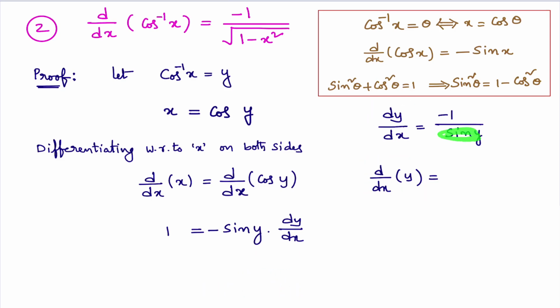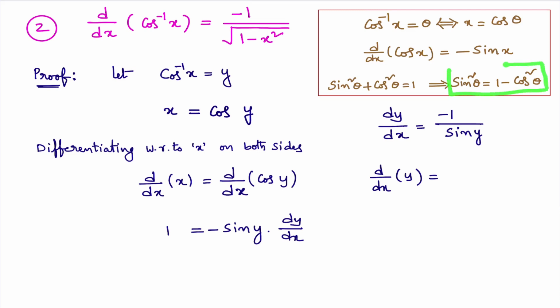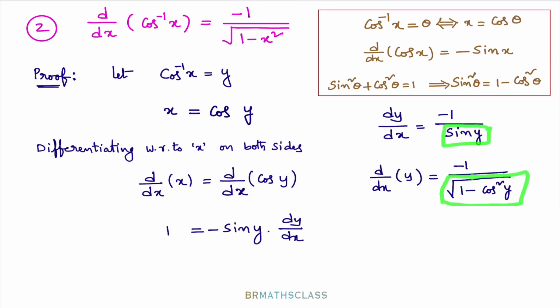Here sin y is there. You observe this one. Here sin square theta equal to 1 minus cos square theta. You apply square root on both sides. Here the square root and the 2 will get cancelled. Sin theta can be written as square root of 1 minus cos square theta. So here sin y can be written as square root of 1 minus cos square y. This is the formula we learned from trigonometry. So in place of sin y, I have written square root of 1 minus cos square y.